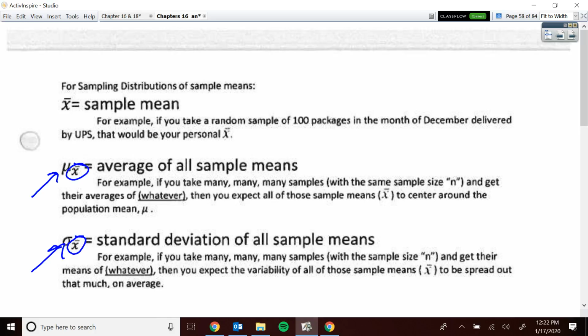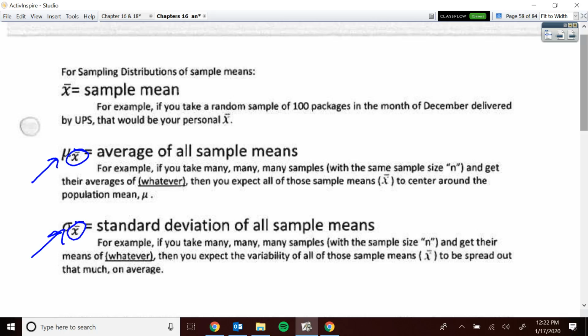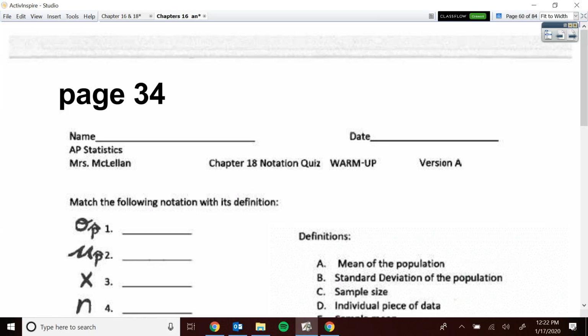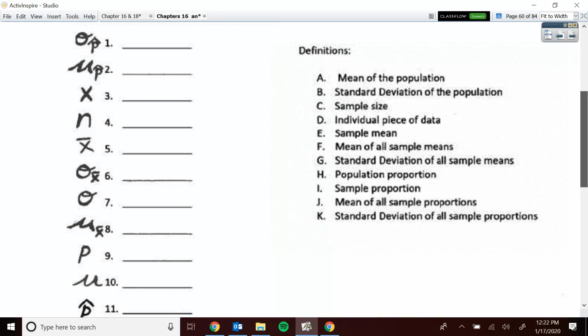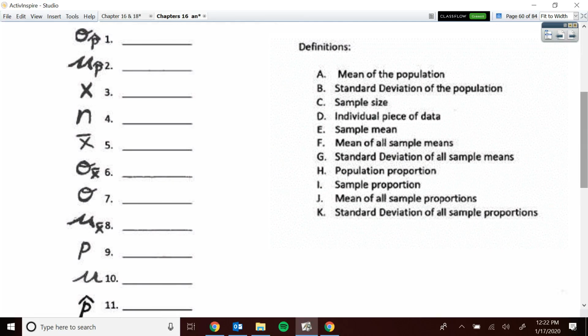All right. So now that we've gone through that notation, I want you to skip back to page 34, because I'm going to let you take a few moments and see if you can match your notation with the definitions. Okay, so take a few moments to do that. Go.